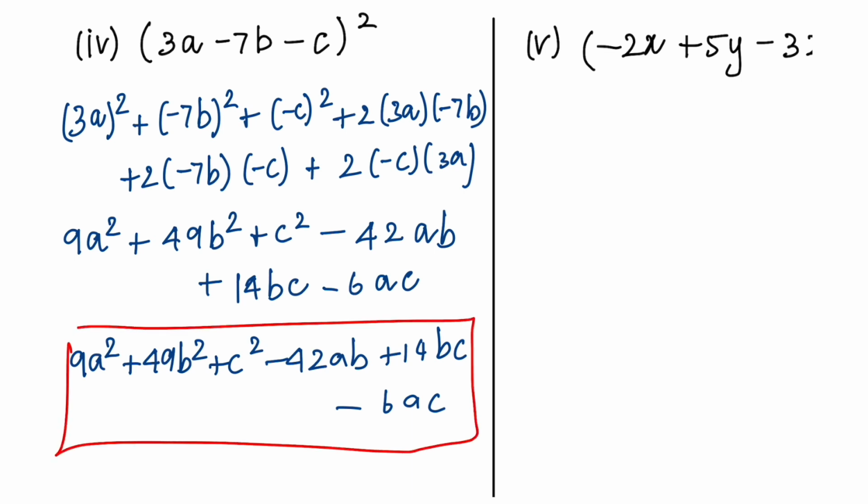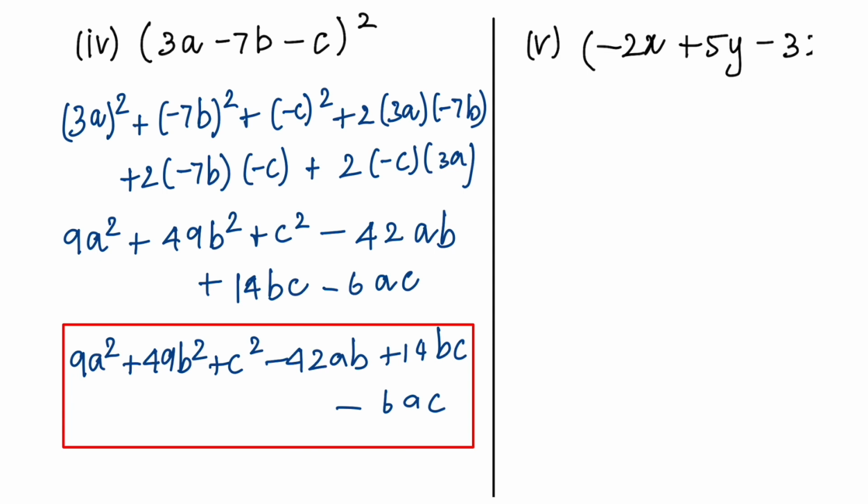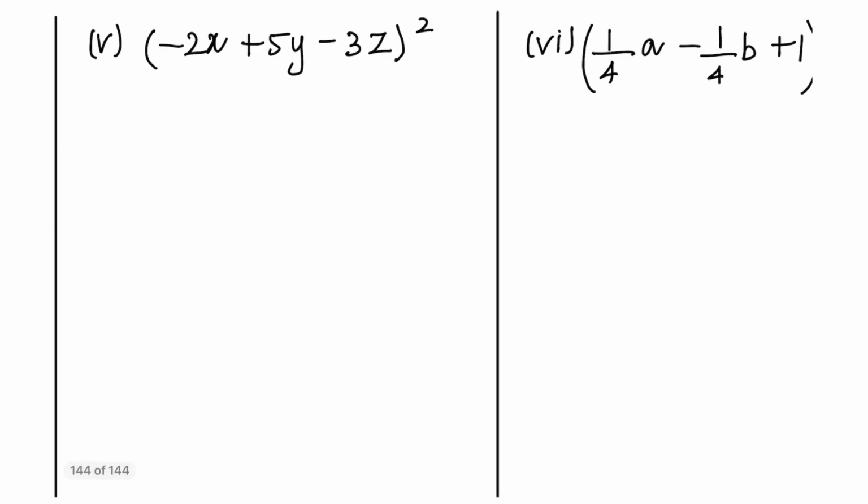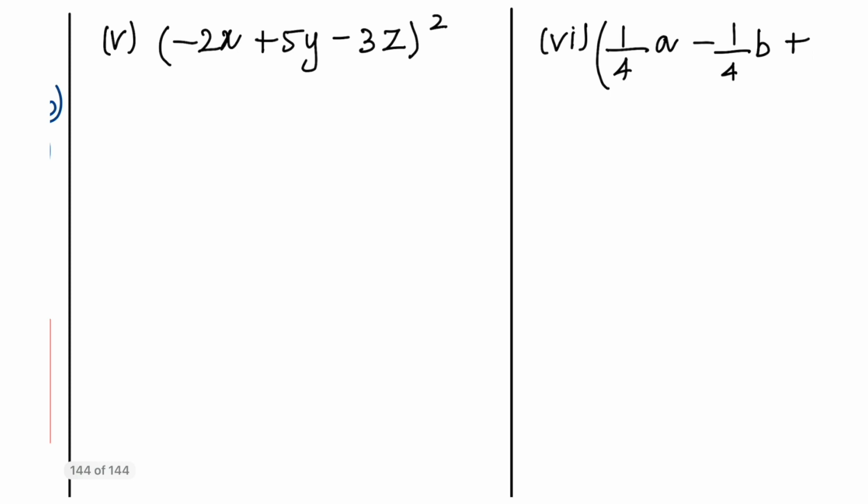I think it's basically a waste of time. I've written it once again here. Okay, never mind me. Moving on to the next subdivision, minus 2x plus 5y minus 3z the whole squared. Again, we are going to use the same identity here.